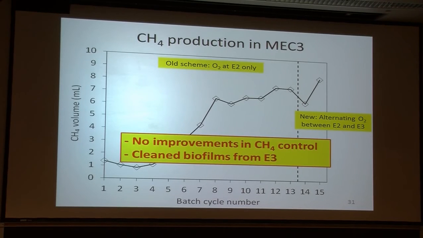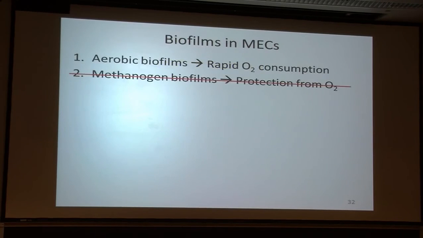So basically, no improvements in methane control. But electrode 3 was completely cleaned right after this alternating operation. So we are thinking that, for our second hypothesis, we did have methanogen biofilm, but it was not the main reason why we weren't able to control the methanogens. So we went back to the first hypothesis.